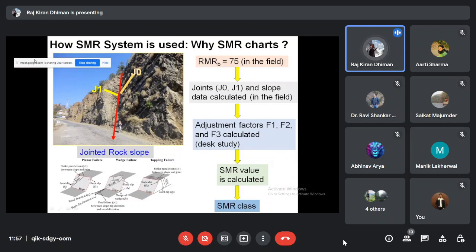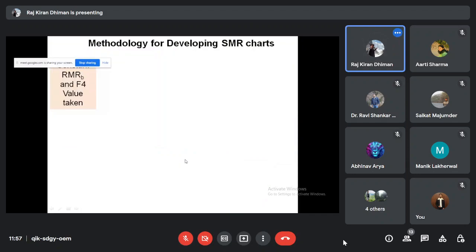You just collect the joint data and then plot it in the charts which are provided, and then you get the SMR class. Because of this, the thought came to my mind, and I developed the SMR charts. We have used the continuous functions. So I will quickly explain a little bit about the charts.